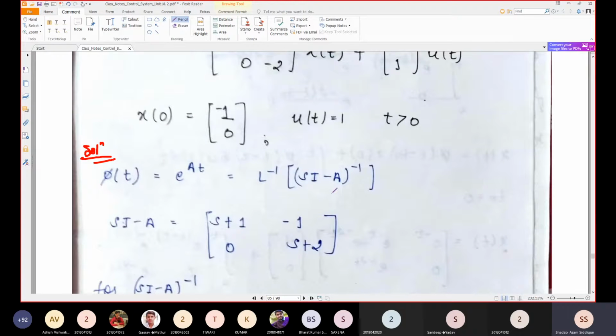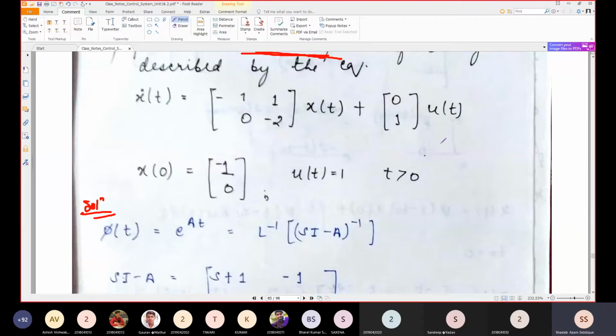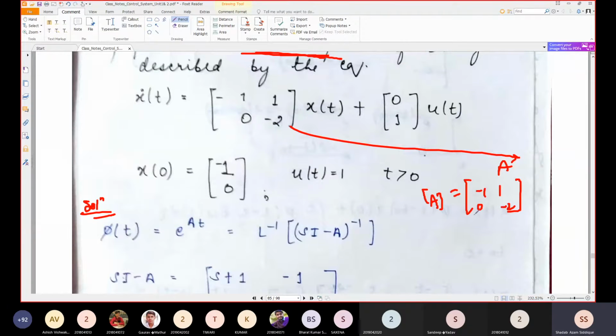So first of all, we should try to find sI minus A. So we have the A matrix. A matrix can be written as [minus 1, 1; 0, minus 2]. So if you want to find sI minus A, sI will be of the order of A, which is 2 cross 2. So n is equal to 2. The sI matrix will be a 2 cross 2 matrix again, [s, 0; 0, s], and minus A again, this will be [minus 1, 1; 0, minus 2].